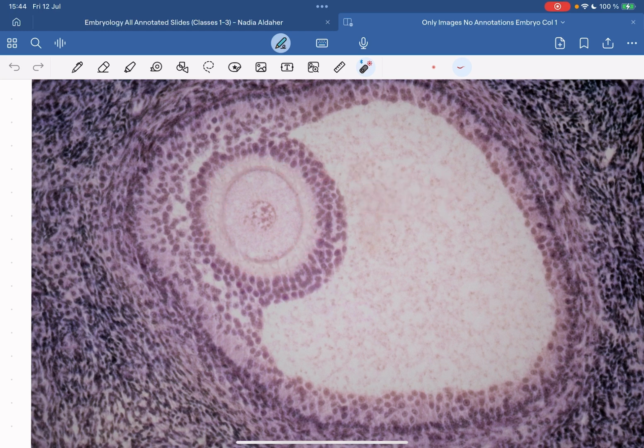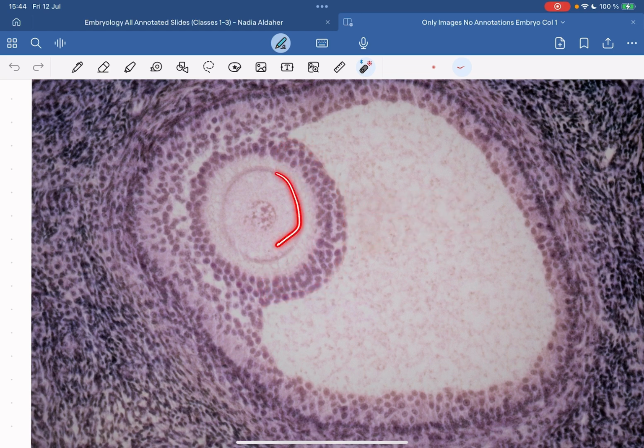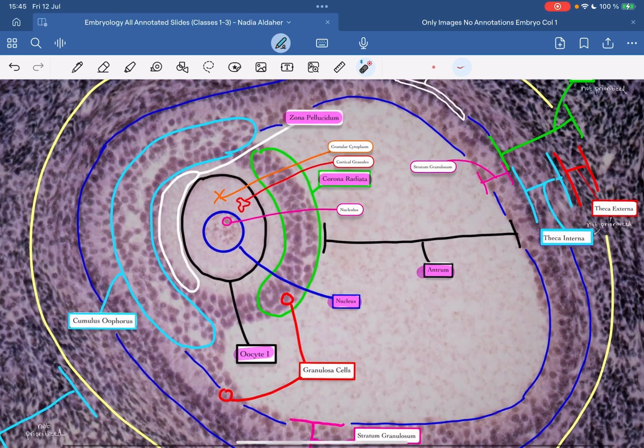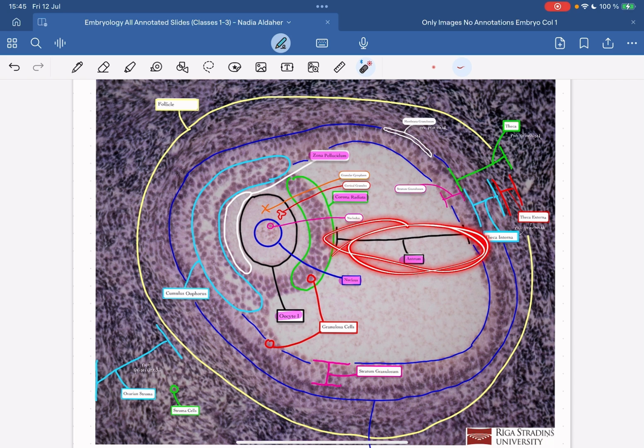Zona pellucida. Another structure that we don't always have is the crown that is like acting as a hat to the oocyte, and this is called the corona radiata. Now the corona radiata always sits atop the oocyte, separated only by the zona pellucida. Those are the structures that are very important for this colloquium, but the zona pellucida might not appear all the time. Same with the corona radiata, same with the antrum, the empty space, right?